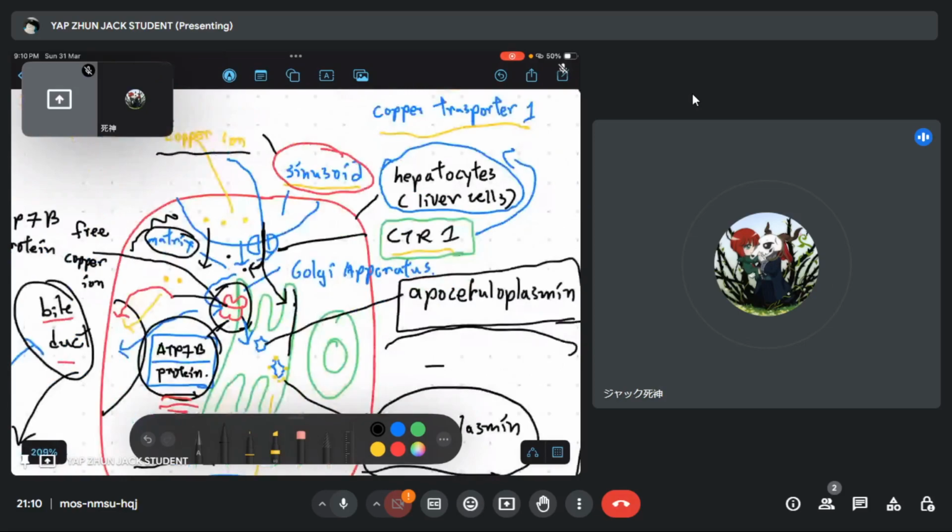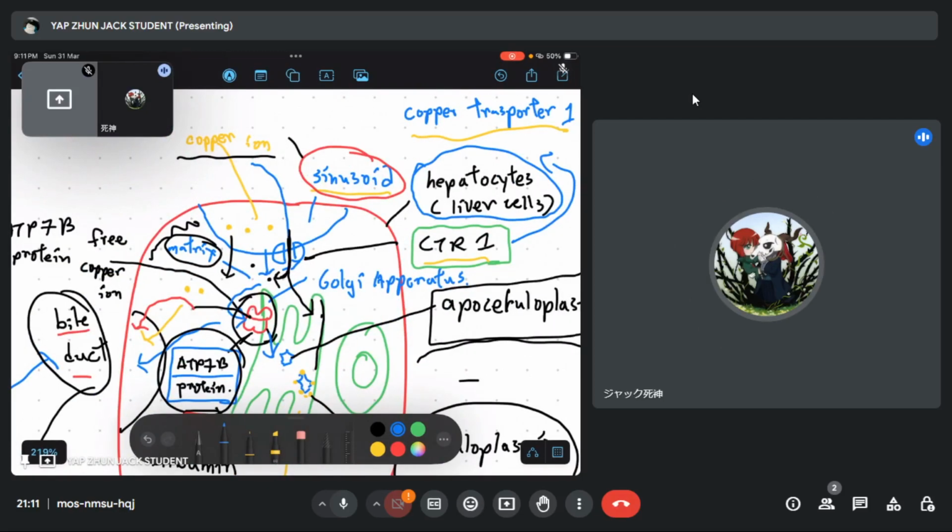Then where should it go? It should go to the Golgi apparatus. Okay, before it goes to the Golgi apparatus, it should go to the matrix first, which means outside of the sinusoid, between the sinusoid and the Golgi apparatus. So how do they get transported out from the sinusoid? By one of the proteins, we call it CTR1, which is the copper transporter 1.